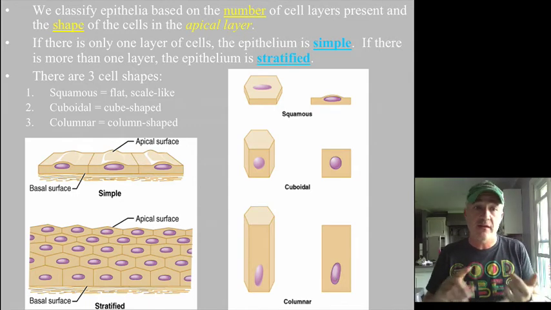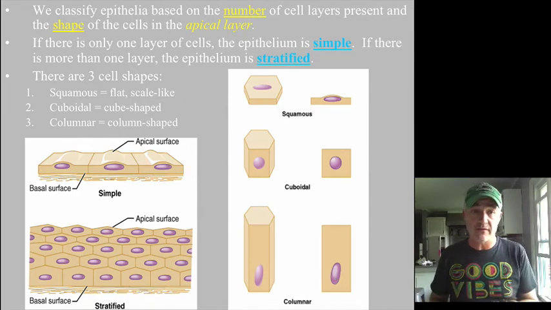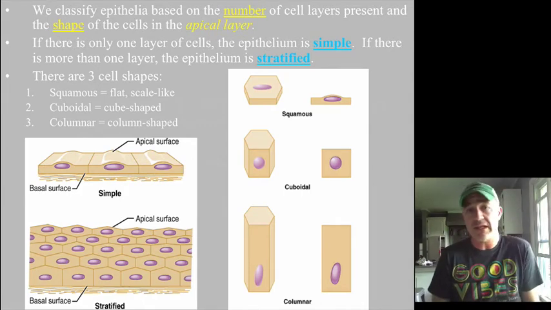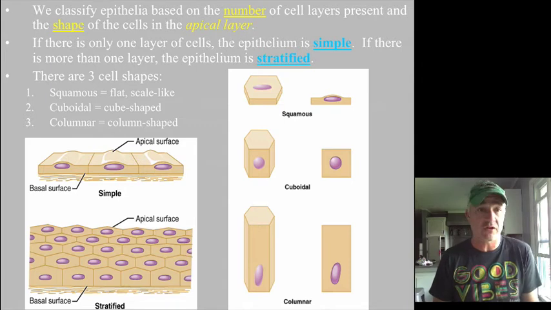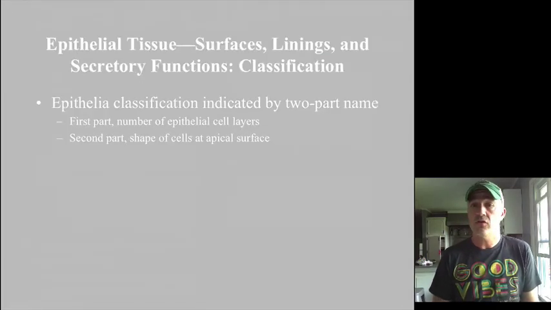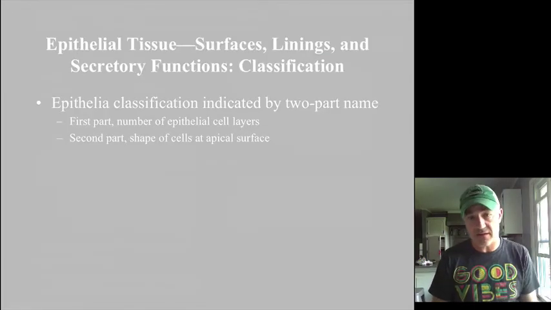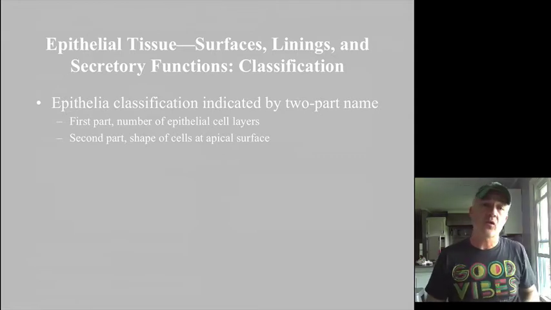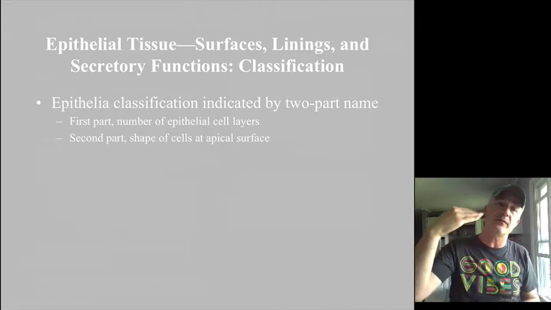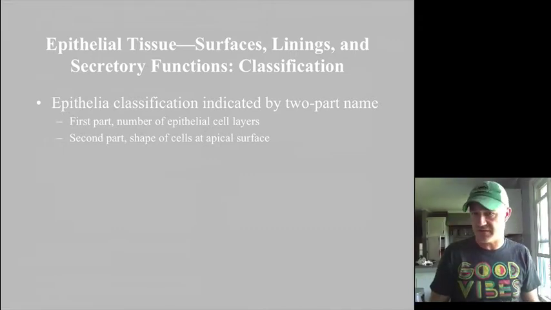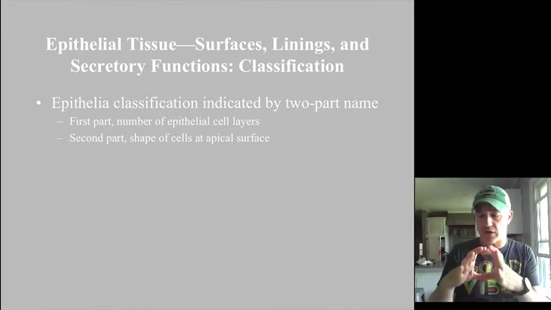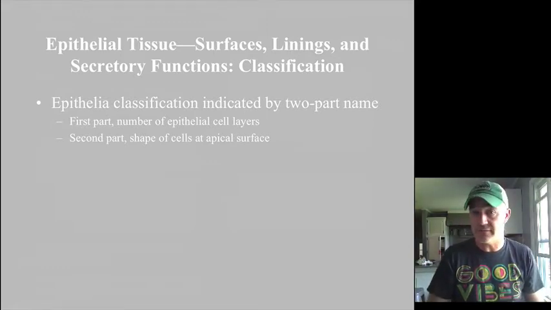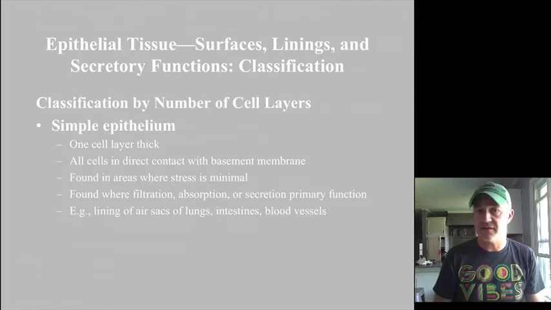So if you have simple squamous and stratified squamous, simple cuboidal, stratified cuboidal, and you can do the same thing with columnars. You can see we can get up to about 6 different types of epithelium, which all of those actually do exist. The first part is the number of epithelial cell layers. Second part, shape of the cells. And again, when we start talking about the stratified ones, it's always going to be the shape of the cell at that apical surface. So even if the cell is more column shaped on the bottom, if it's square at the top, it's stratified cuboidal. And we'll see this a little bit later on.